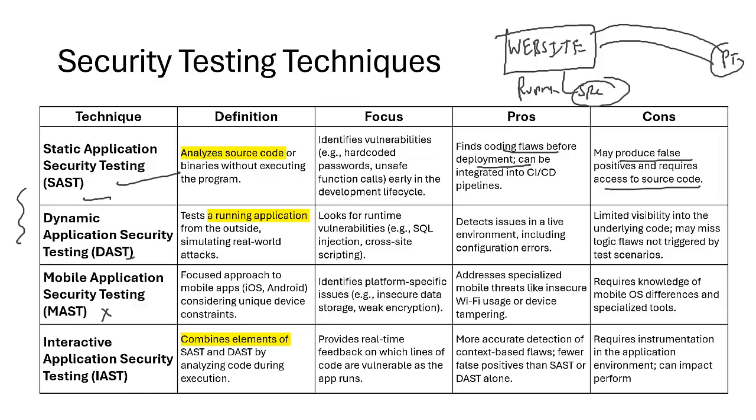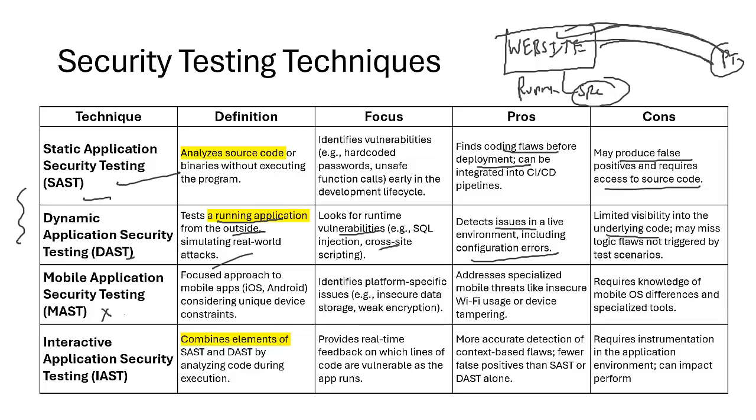Now the second is called DAST, Dynamic Application Security Testing. The website is running, we test against the running site and see how it replies, and analyze the response. Normally you enter the URL in your VAPT tool, and the tool automatically runs scripts against the running site, and you analyze all the responses. That is DAST, where you test the running application from outside, simulating real-world attacks. We look for runtime vulnerabilities like cross-site scripting. We detect issues in a live environment, including configuration errors, but with limited visibility into the code.